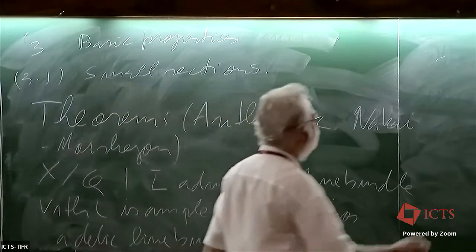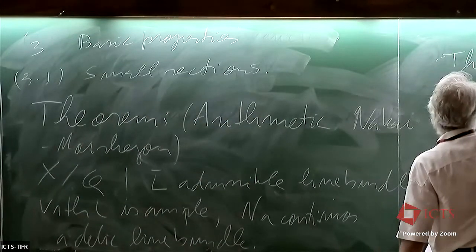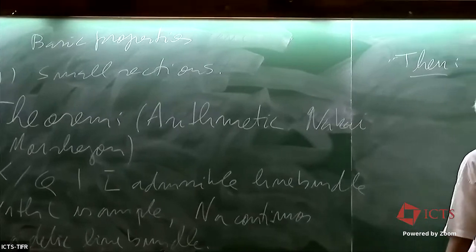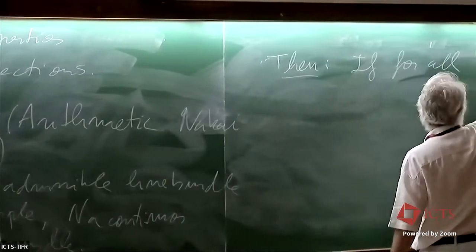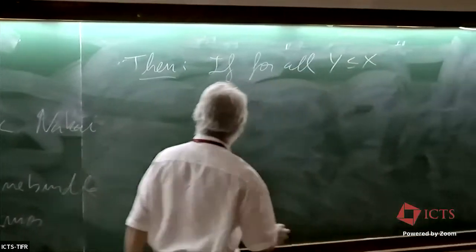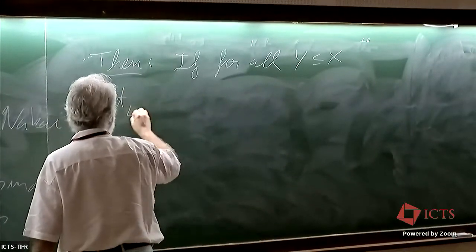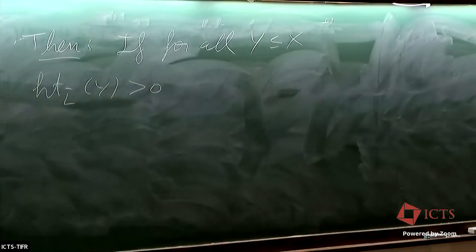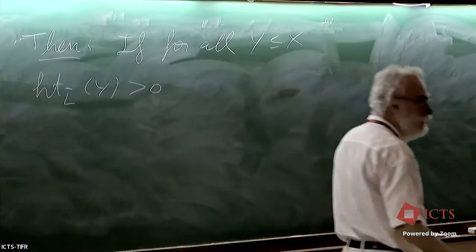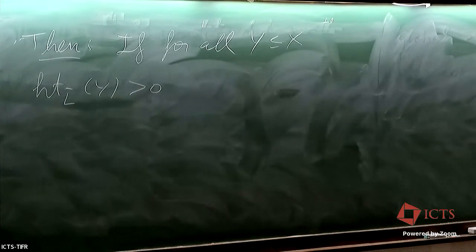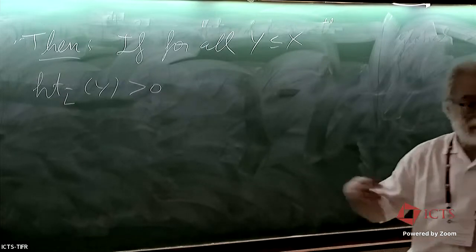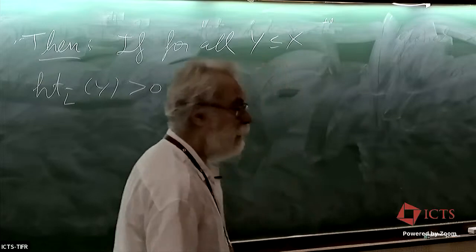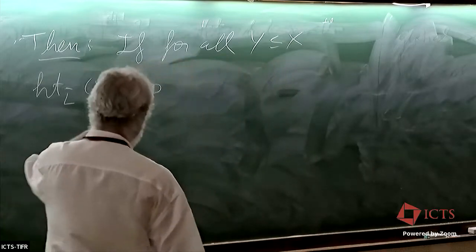Then, if for all Y inside X, the height with respect to L bar of Y is strictly bigger than zero. Observe that this is the analog in the geometric case that I have a line bundle and I am asking that the degree of all subvarieties is bigger than zero. Then the consequence of the classical Nakai-Moishezon theorem is that the line bundle is ample, which means that powers of this line bundle will be generated by global sections. Then here we get the same result.